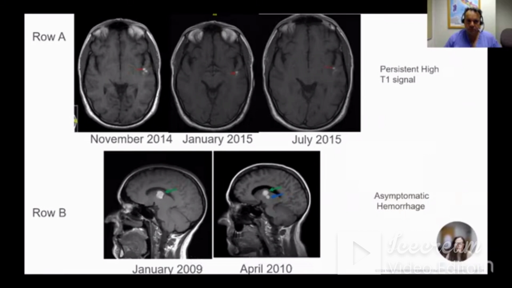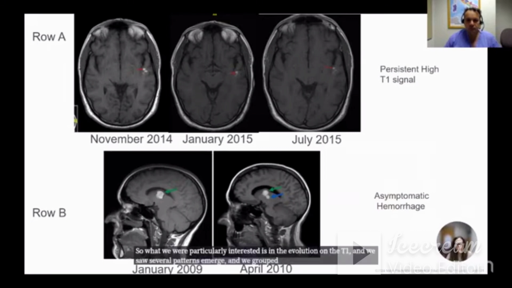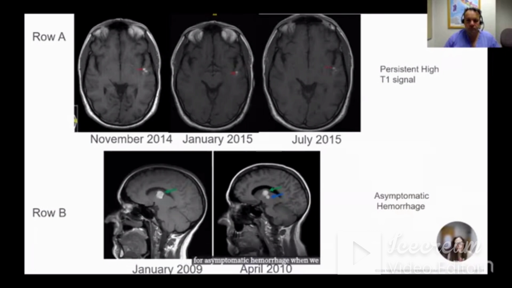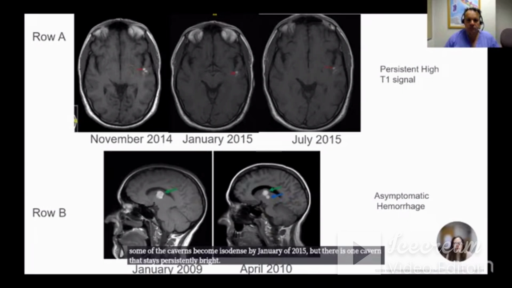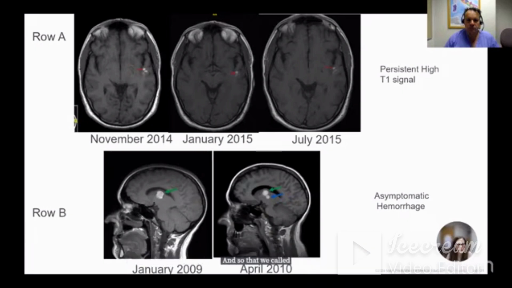So what we were particularly interested in is the evolution on the T1, and we saw several patterns emerge, and we grouped these together as a persistent high T1 signal or asymptomatic hemorrhage when we looked at outcomes. So for example, in the top row, this patient presented with acute confusion in November of 2014, and you see these hemorrhagic caverns in the left temporal lobe. Some of the caverns become isodense by January of 2015, but there is one cavern that stays persistently bright, and so that we called persistent high T1 signal.